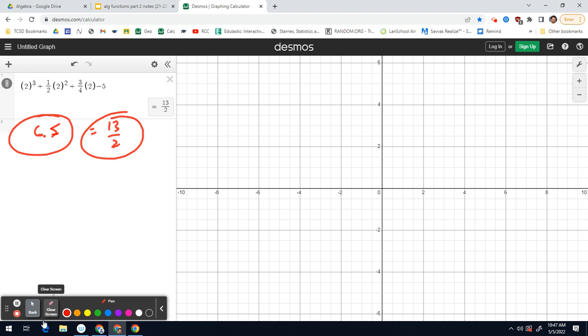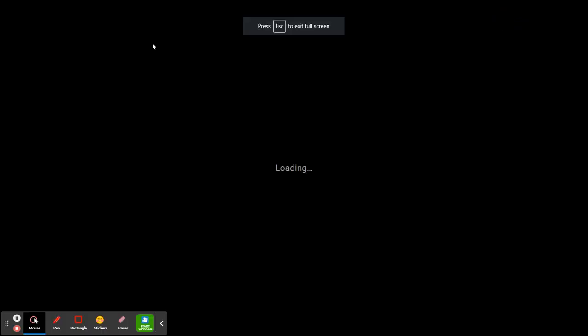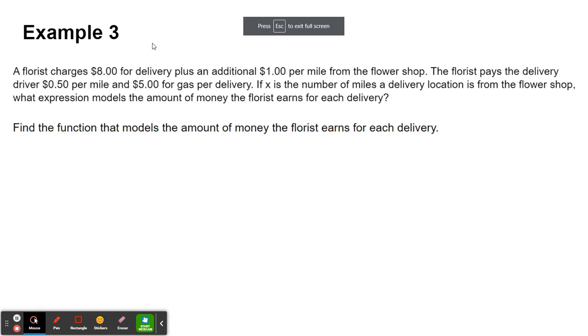Okay, and then last but not least, example 3 on our notes here. It's a word problem. It says a florist charges $8 for delivery plus an additional $1 per mile from the flower shop. So that's what the florist charges for your flowers, right? So that's what they make. That's their income. We call that their revenue. The florist pays the delivery driver 50 cents per mile and $5 for gas per delivery. If x is the number of miles the delivery location is from the flower shop, what expression models the amount of money the florist earns for each delivery?